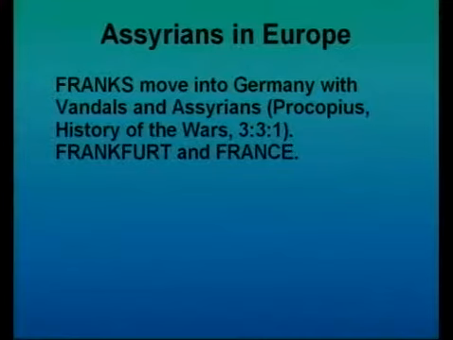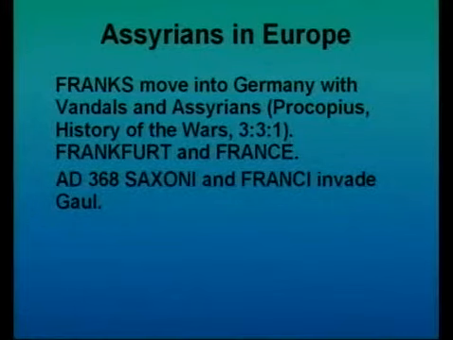And one tribe that comes out of them is the Franks. They move into Germany, and they established, of course, the city of Frankfurt. And France itself comes from the Franki as well. The Franks are the Franki. And there's this moving together into Germany of the Vandals and the Assyrians, as Procopius, the Roman historian, records.